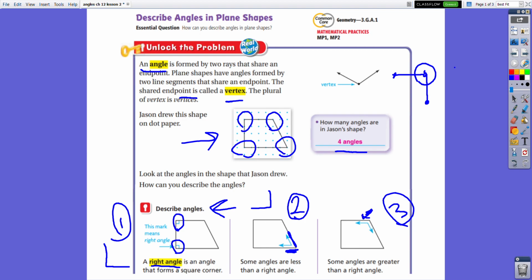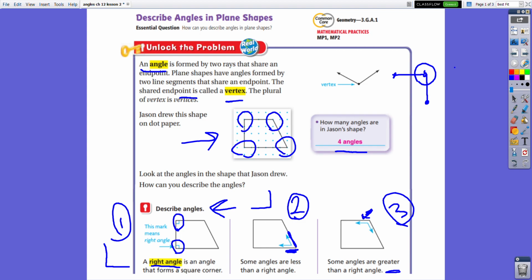No, it's not a right angle. It's not like the corner of a square. It's more than, it's bigger than the corner of a square. So how can I name it? It's greater than a right angle.